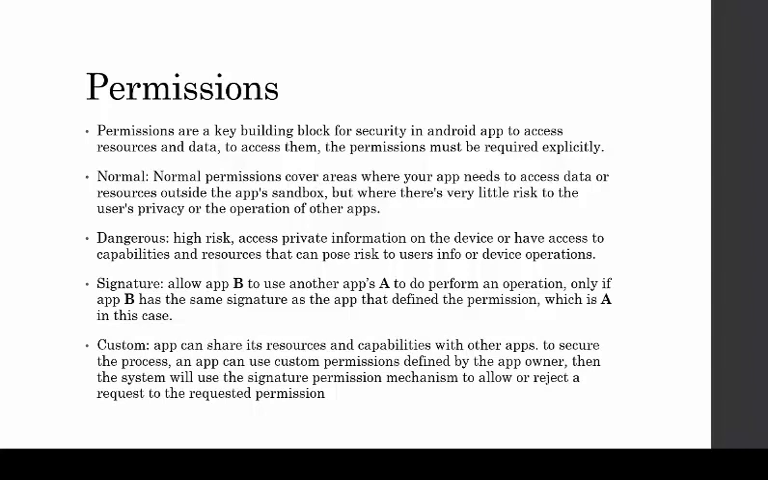For example, permission to set the time zone is a normal permission. Now let's talk about dangerous permissions. They are permissions for high-risk operations, like accessing private information on the device or having access to capabilities and resources that can pose risk to users' info or device operations. This, of course, requires explicit user permission. An example: access to the camera.